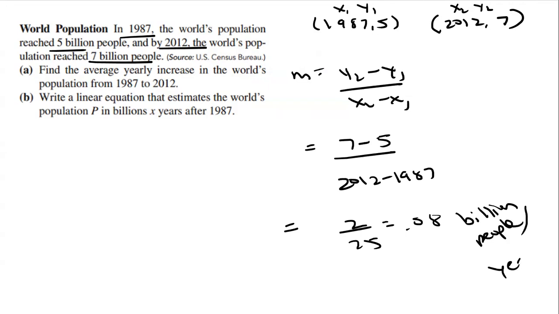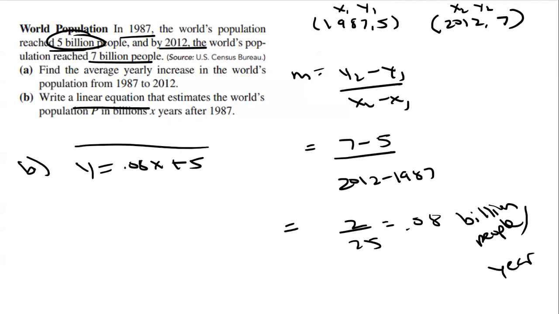per year. And then part B says write a linear equation that estimates the world's population in billions x years after 1987. So that's just going to be y is equal to 0.08x plus 5, because again, it started at 5 billion people in 1987. So that's going to be our answer here for part B.